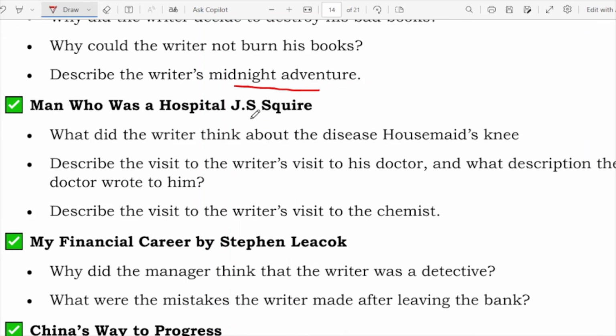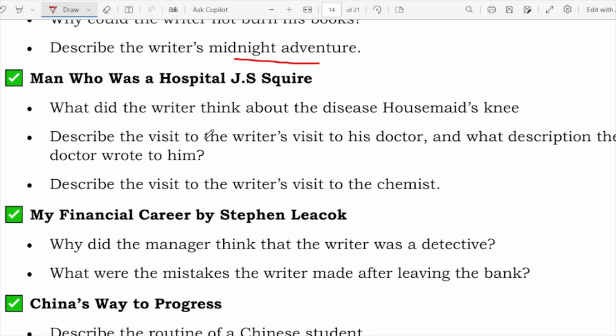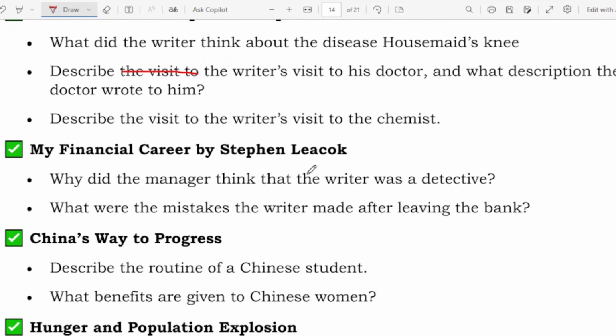Three Men in a Boat, Jerome K. Jerome. What did the writer think about the disease? Housemaid's knee. Describe the writer's visit to the doctors. Only two important questions over there, the first one and the second one. The third is a repetition.